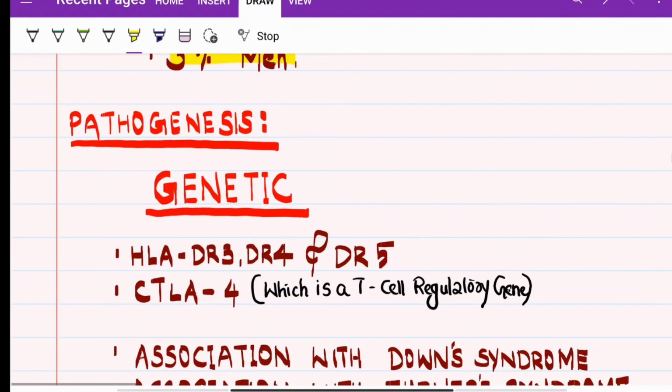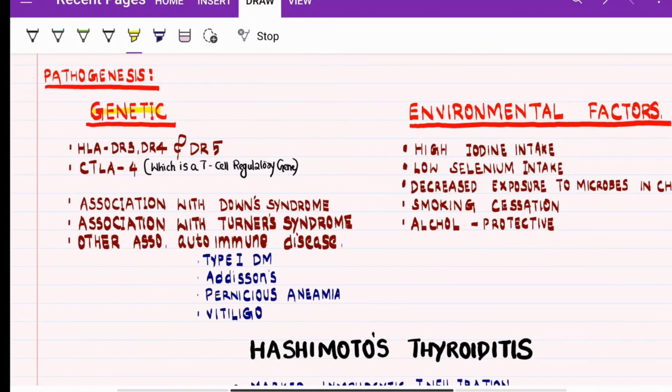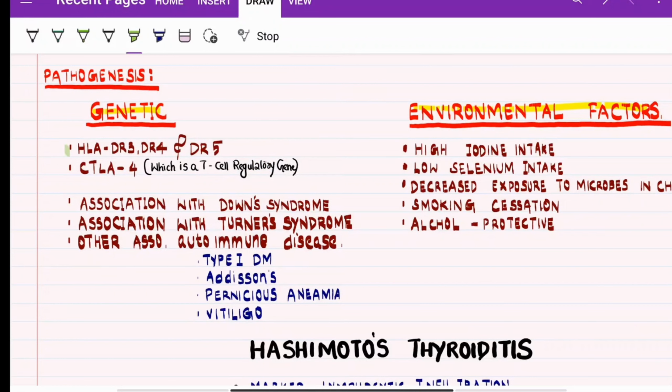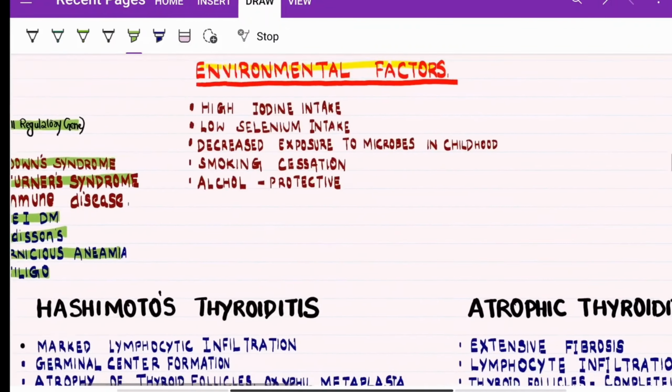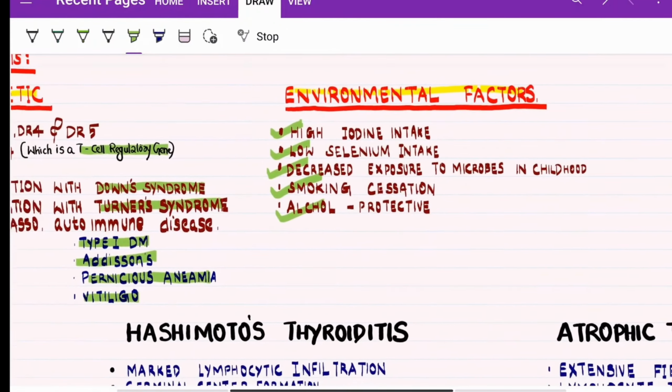Okay. Pathogenesis. Now we will discuss the pathogenesis of Hashimoto's. There are two types of causes, genetic and environmental. First we will discuss the genetic causes. It is associated with HLA-DR3, DR4, DR5, and CTLA4, which is a T cell regulatory gene. It is also associated with Down syndrome, Turner syndrome, and other autoimmune diseases like type 1 diabetes, Addison's disease, pernicious anemia, and vitiligo. Environmental factors include high sodium intake, low selenium intake, decreased exposure to microbes in childhood, smoking cessation, and alcohol. This is a protective mechanism.